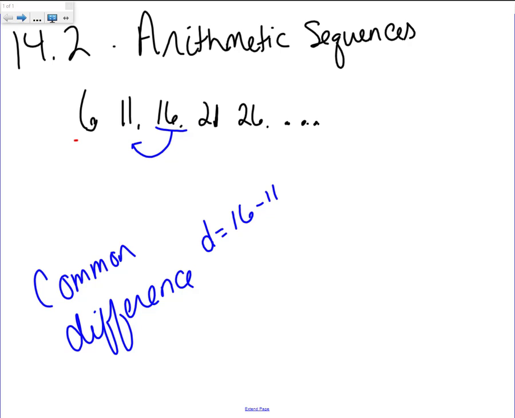You could choose the second term and subtract the first term. So you could have chosen 11 minus 6 if you wanted to. But I just randomly chose the third term, so I wrote 16. I subtracted the term just in front of it, which is the second term, so I wrote 11. And when I subtract the two of these, I get a positive 5, meaning I could move all the way through this sequence and tell you every single number by adding 5.